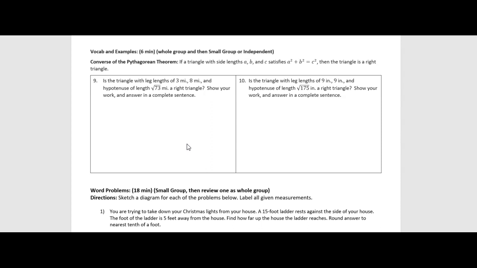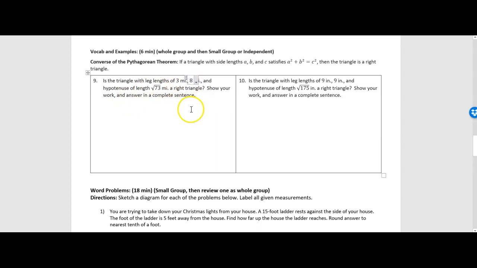So now we're going to be given 3 side lengths, and we have to determine, well, is this a right triangle or is it a different triangle, right? And you're not going to have to say whether it's an acute or obtuse triangle. We haven't really talked about those yet. You just have to say whether it's right or not. Okay, let's just do number 9. It says, this is a triangle with leg lengths of 3 miles and 8 miles, and a hypotenuse of length the square root of 73 miles. Is it a right triangle? Show your work and answer in a complete sentence.